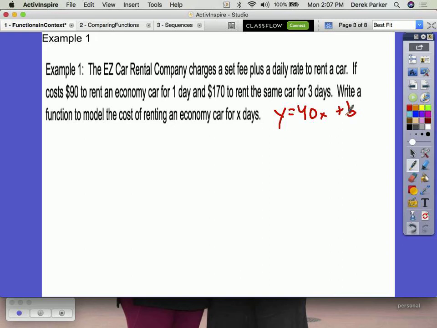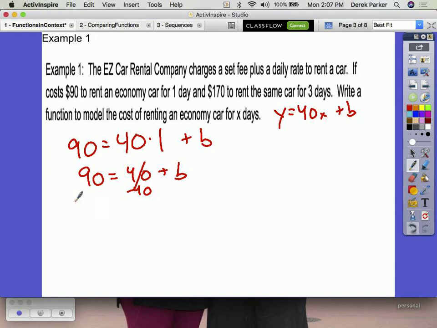Choose a coordinate. I'm going to choose the first one. 90 equals 40 times 1 plus b. 90 equals 40 plus b. Subtract 40. 50 equals b. So, cost per day is 40, and your set fee is 50. And that, again, is a linear equation.